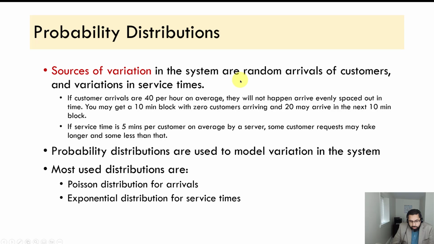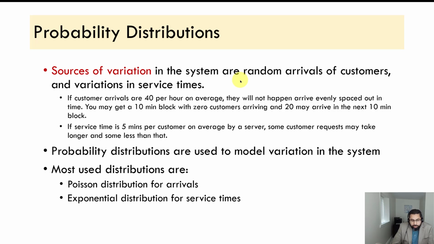Now, in real life we have variability in these systems, and so we have to model that variability to analyze these systems. There are 2 sources of variation we're going to model. One is that customers do not arrive like clockwork. If you expect 10 customers to arrive per hour, you're not going to get them arriving 10 minutes apart, at time 0, then 10 minutes, then 20, then 30, then 40 minutes. They're going to arrive at random times, and you may have 3 of them arrive together, and then nobody arrives for the next 20 minutes. So there's variability in customer arrivals. That's the first source of variability.